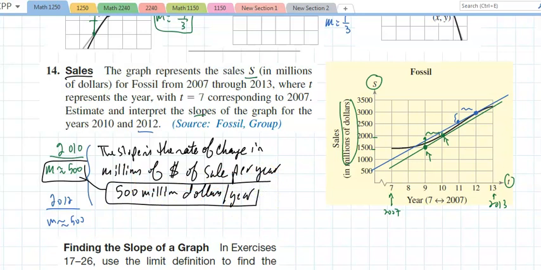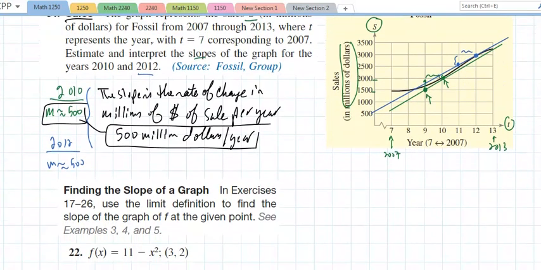Do you notice that if you go a bit lower, the slope is lower? So the sales are going up. If the curve is growing, then that means the sales are going up.